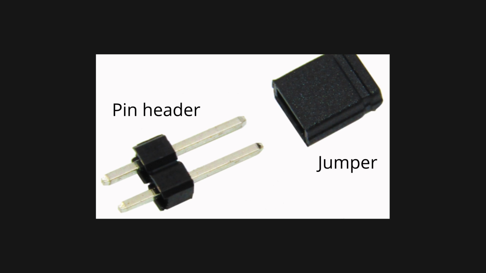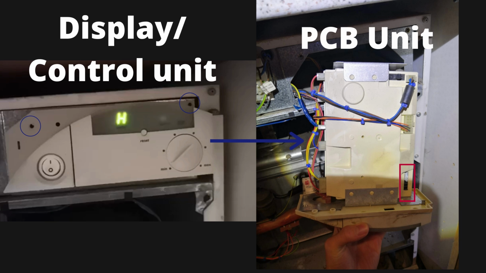Essentially, a pin header is a little pin that you can find on the PCB, and you need to put a jumper on it in the correct order. So here's the display unit, the control unit, on the left-hand side. If you pull it out, it looks like this on the right, and here's the PCB unit. On the bottom right-hand corner, you can see this orange rectangle. That is where you locate the headers, and the headers have jumpers in them.